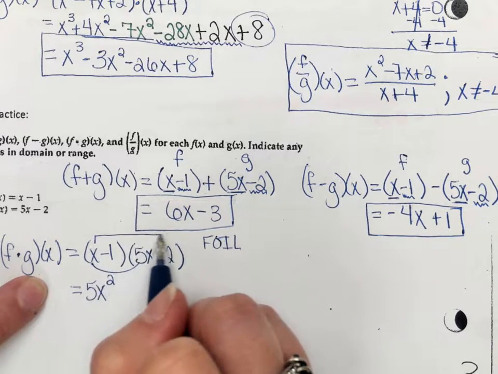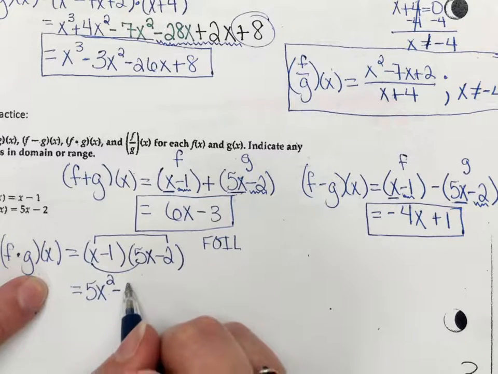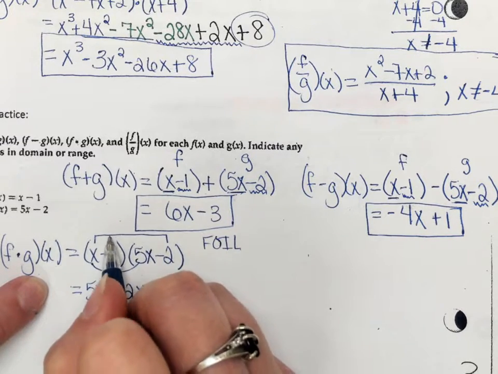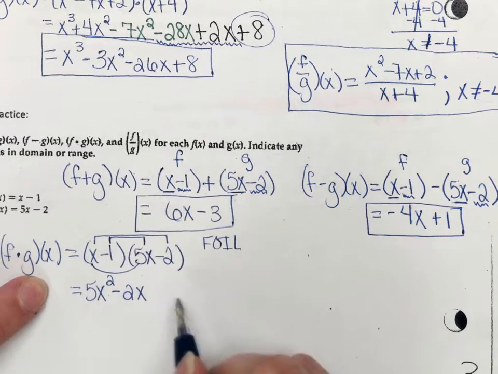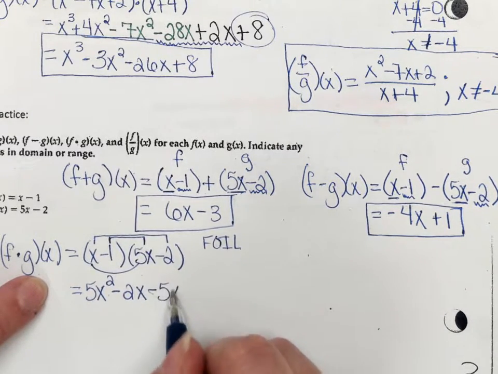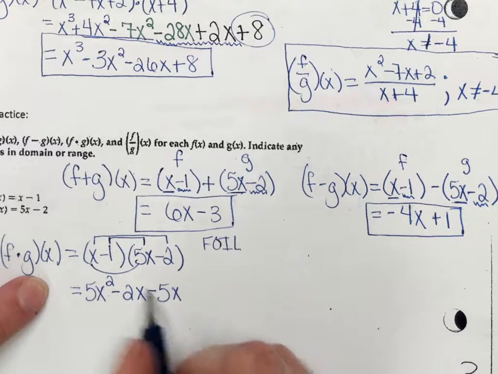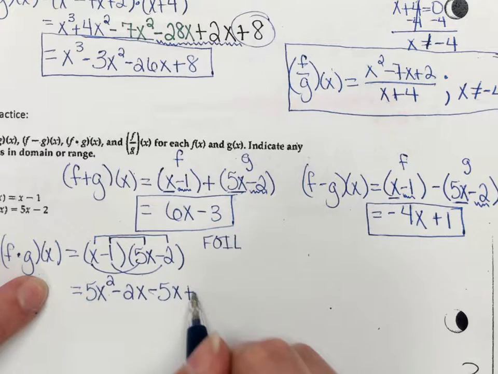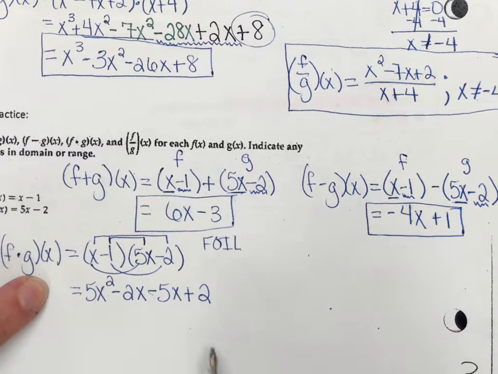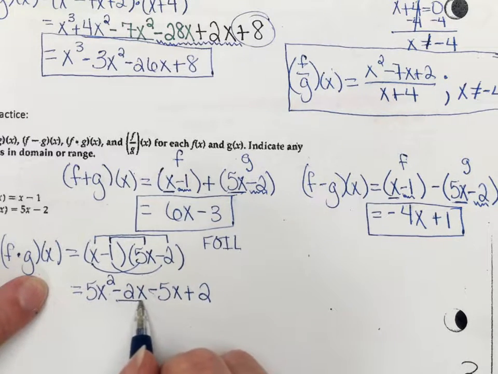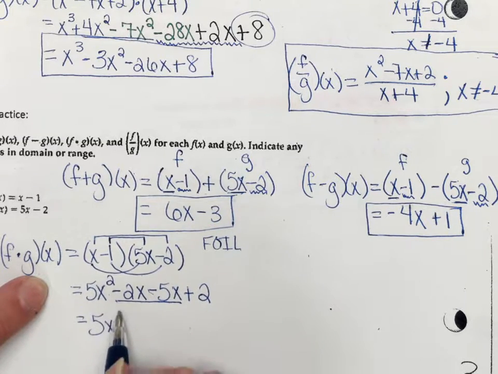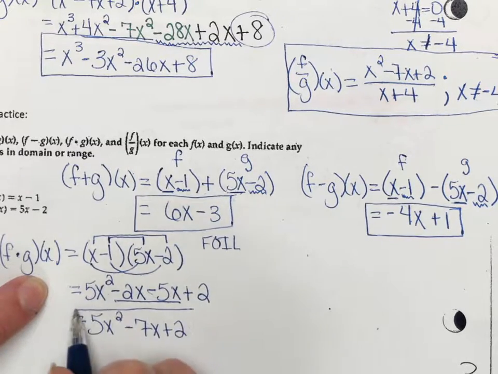Your outer is x times negative 2, which is negative 2x. Your inner is negative 1 times 5x, which is negative 5x. And your last is negative 1 times negative 2, which is a positive 2. And remember that if you did FOILing correctly every single time, those middle two would combine. So you have 5x squared minus 7x plus 2.